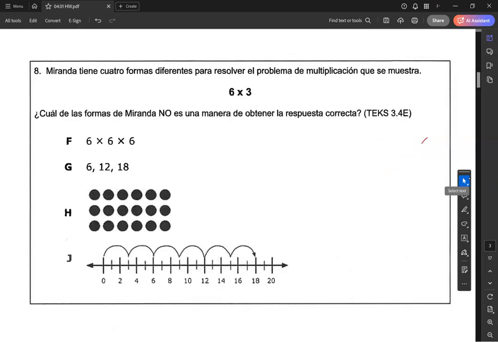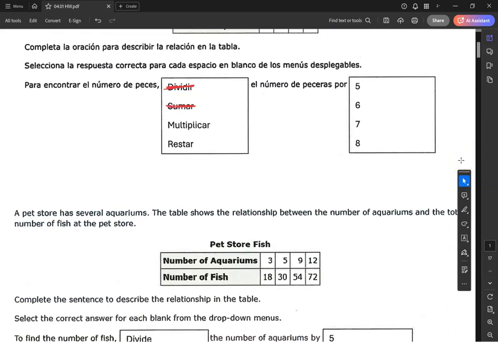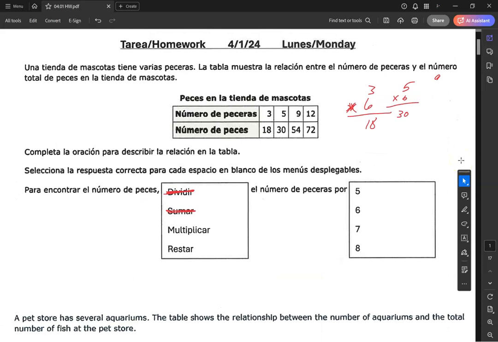9 por 6 son 54 y 12 por 6 son 72. So ese sí trabaja. Okay. So multiplicar a la mejor.